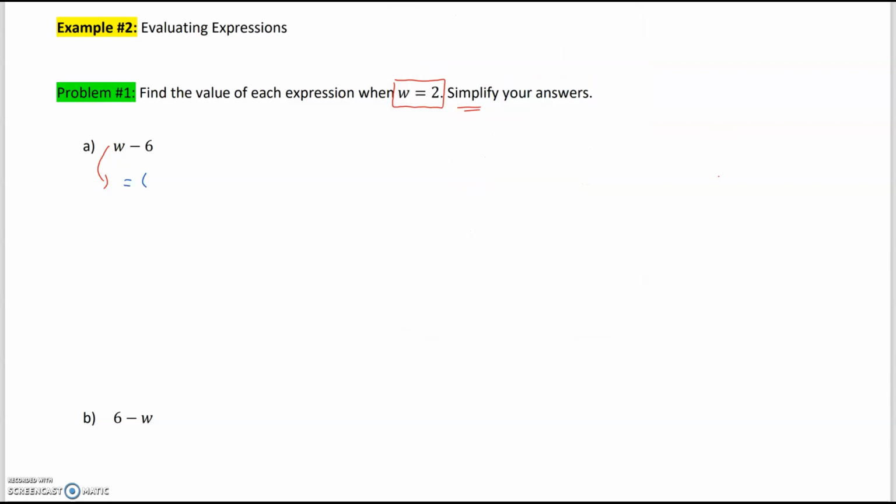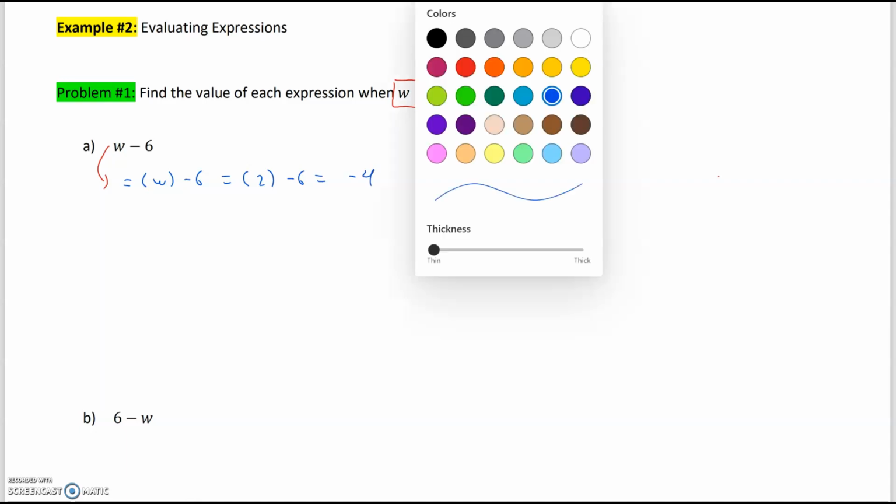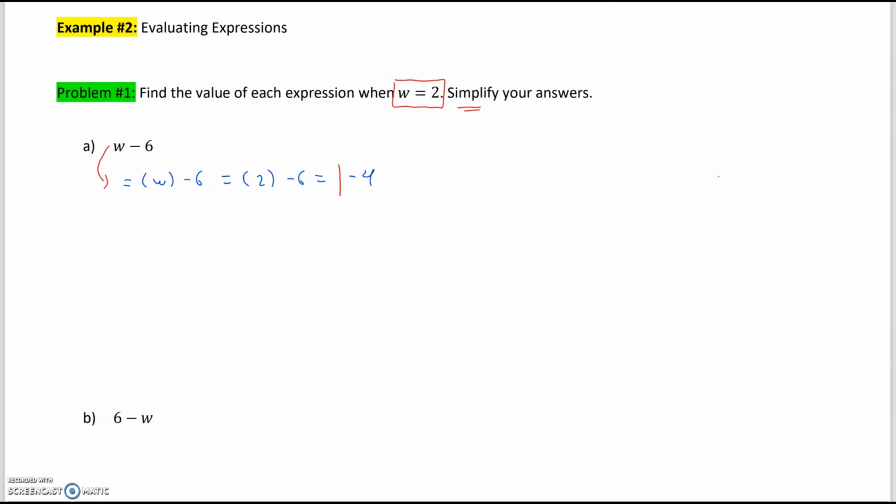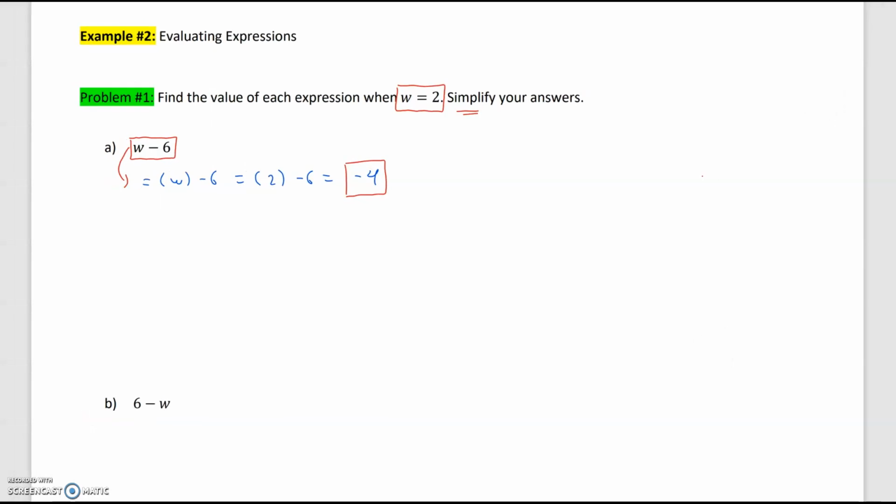So this is equivalent to w minus 6. And then plug in the correct value, in this case 2 minus 6, which is equal to negative 4. In this case, what it's saying is that if you plug in the value of 2 in this expression, you're going to obtain negative 4. So that's what it represents to evaluate expressions. If the expression changes, then your answer is going to change as well.